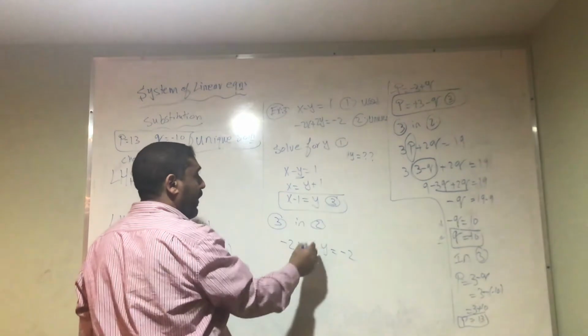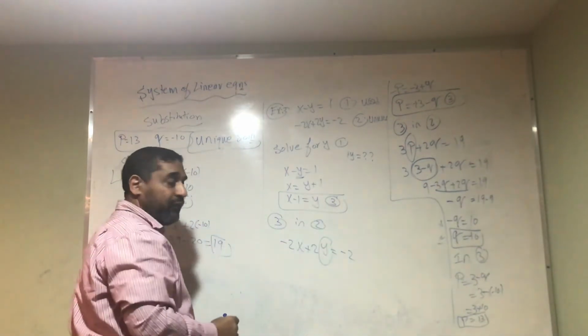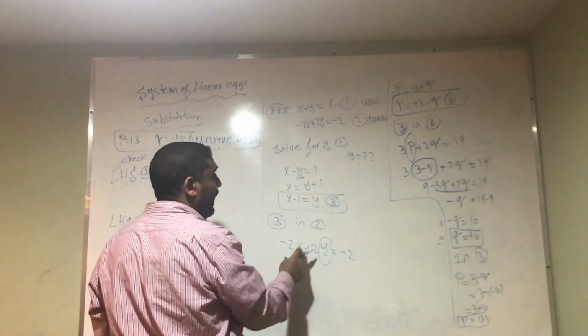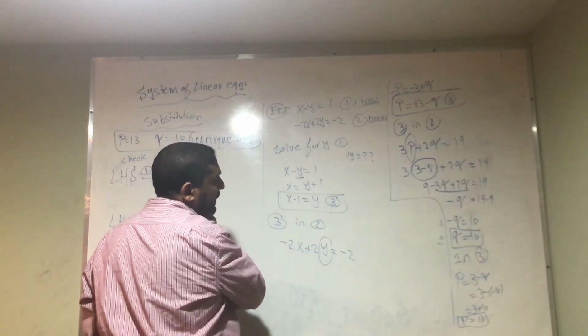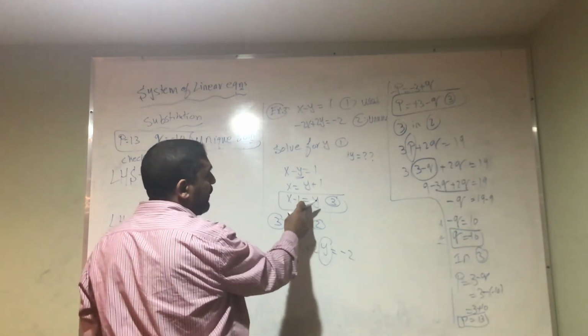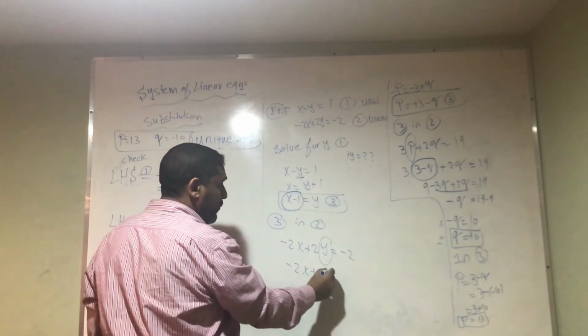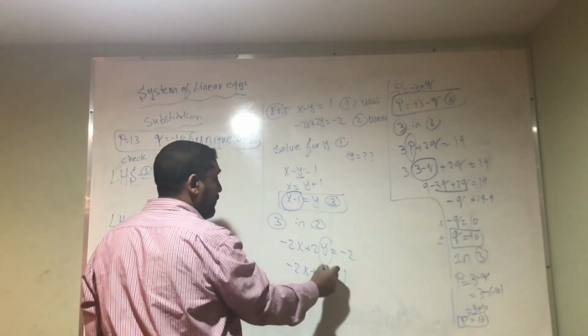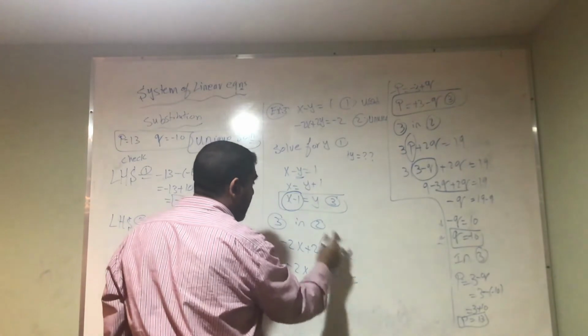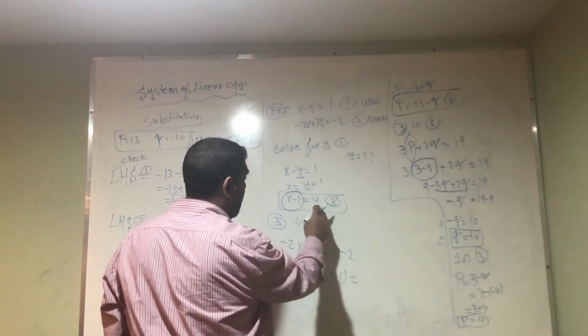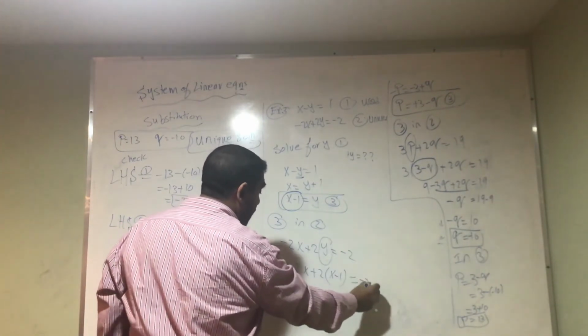So here I solve for y, so I have to take y out, and then I replace y by what you have in number 3 here, which is x minus 1. So you have minus 2x plus 2, and here instead of y, I am just writing x minus 1, which is x minus 1 equal minus 2, right?